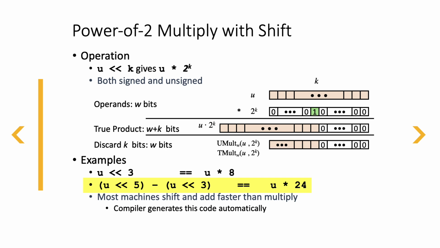So I can do u times 24 by doing 2 shifts and a subtraction, which in a lot of cases will be faster actually than just doing a multiplication. Most machines shift and add or subtract faster than they can multiply. So your compiler will generate this code for you automatically. This is a compiler optimization that we see all the time, but we want to keep in mind that this is the kind of thing that's actually happening at the bit level. When we call a multiply, your compiler might actually be turning that into a series of shifts and adds or subtracts rather than using the more expensive operations.